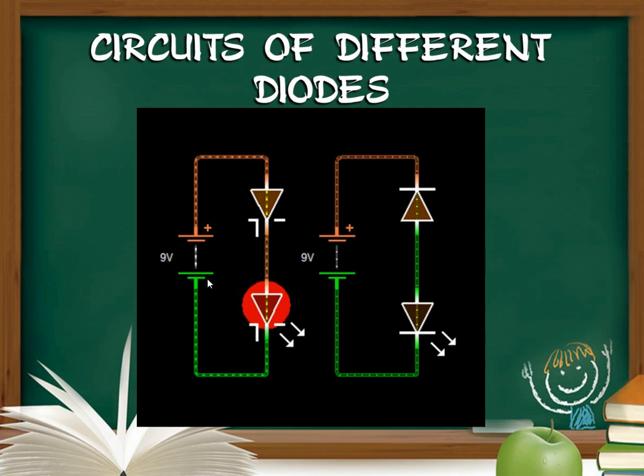As you can see in the first diagram, we have a 9-volt battery connected to the diode, and this is an LED. So when the current flows in this direction, it passes and lights up this LED. While the other one, because current cannot flow through this cathode here, electrical current cannot flow, and therefore the LED will not light up.